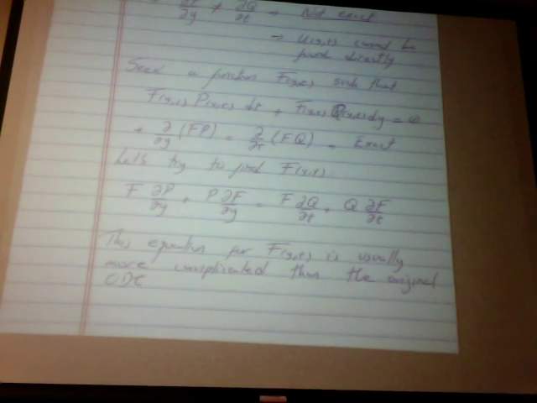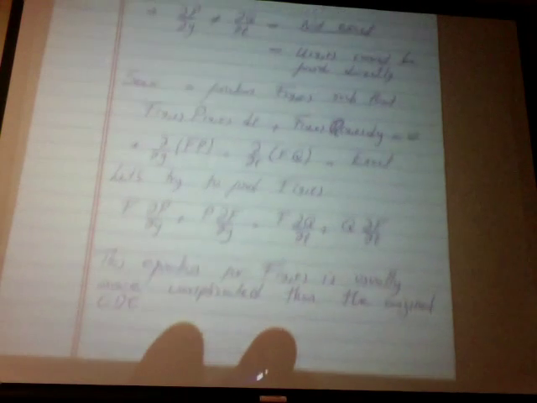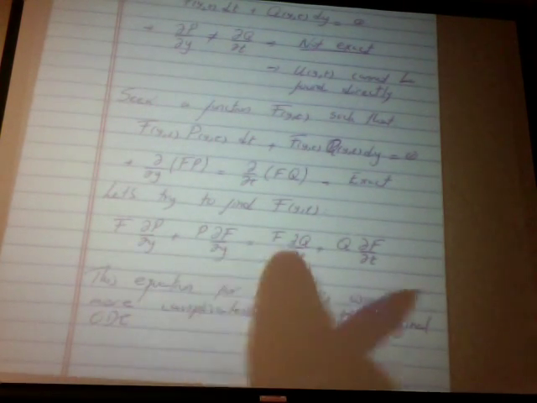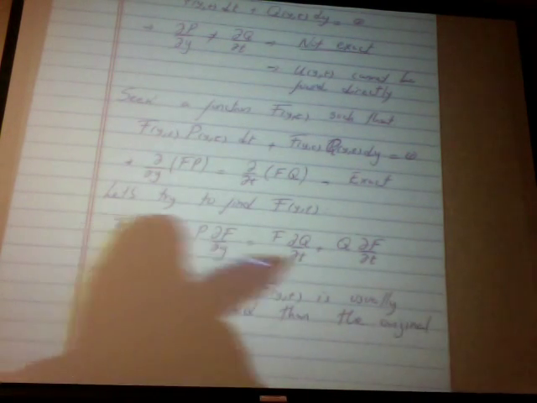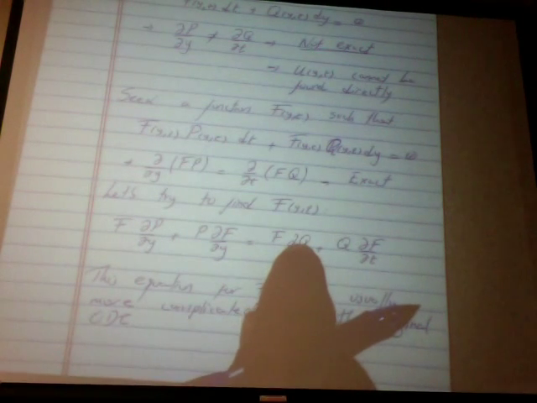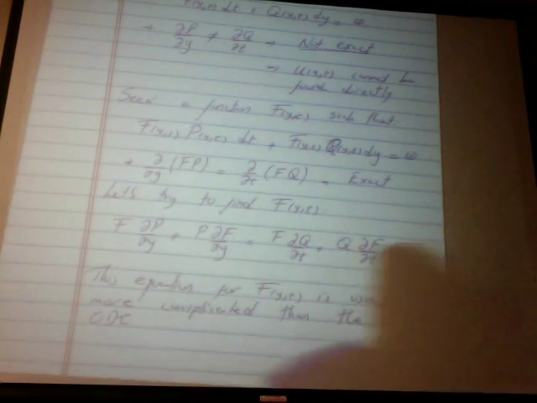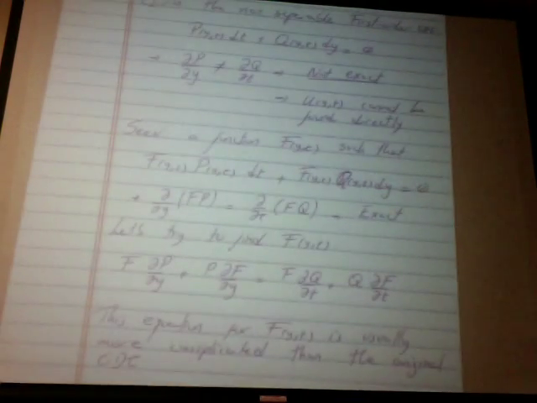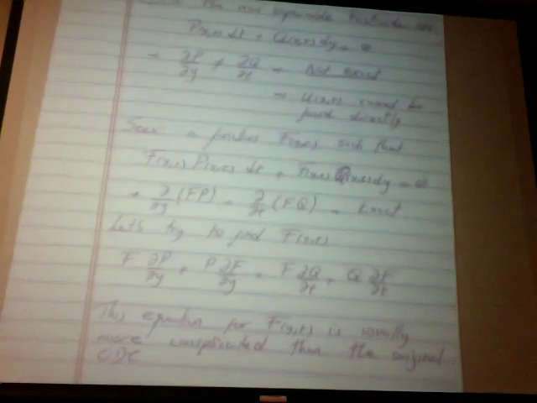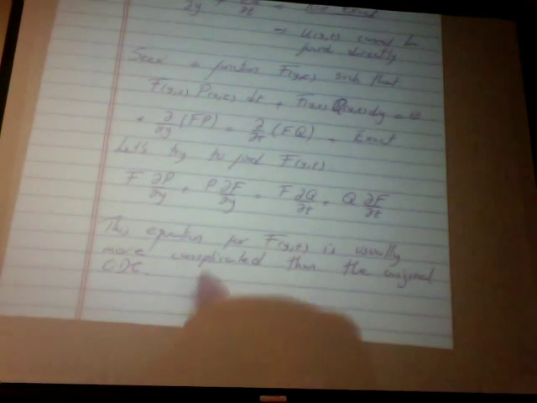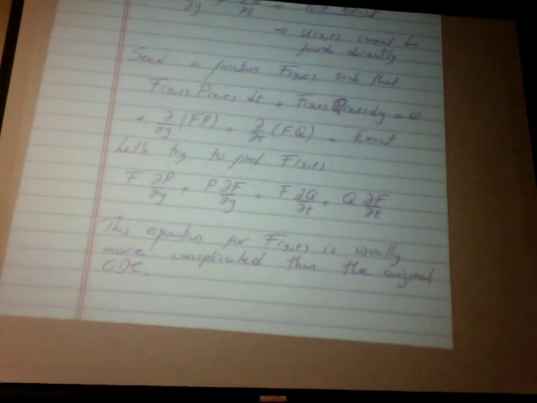Okay, so we went backwards because now we formulated a problem of finding f. See, now f is part of a differential equation. This is a partial differential equation for f. P is known, Q is known. So now we have a partial differential equation to find f, which is more complicated than the original ordinary differential equation. Okay? The equation for f is usually more complicated than the original ODE. So what do?